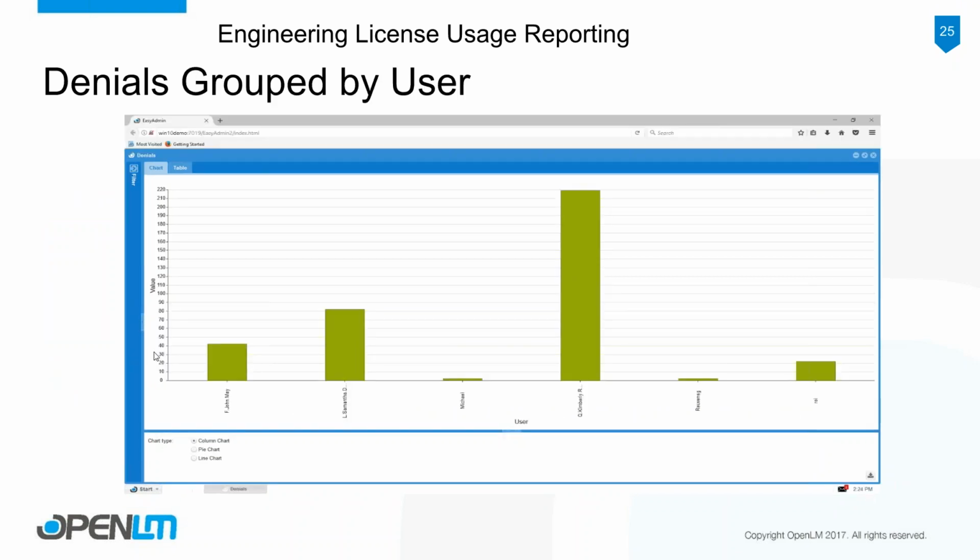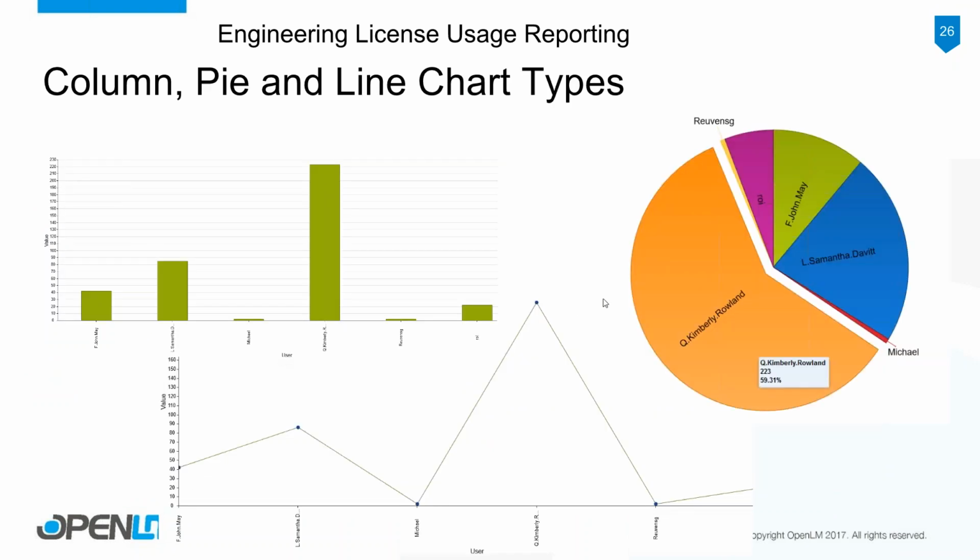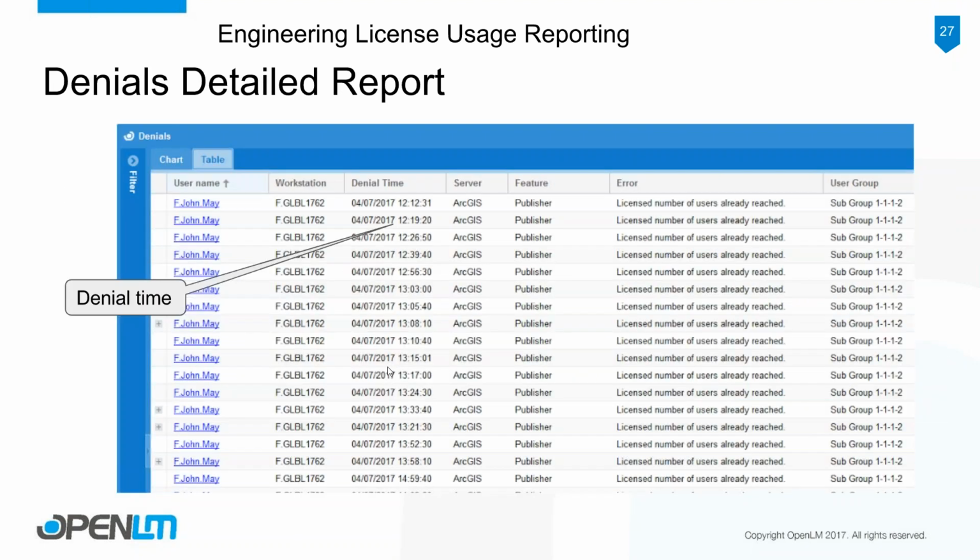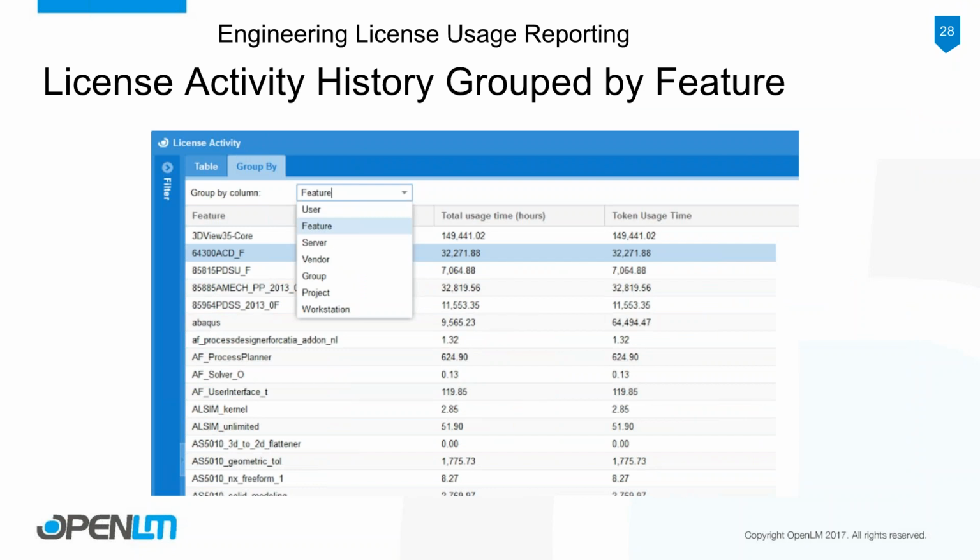Denials grouped by user. You can see the same thing, but it's per user. And you'll be able to see it in a bar chart, a pie chart, or maybe a line chart, whatever you choose. But as important as trends are, you'll still want to know the details from time to time. And here you can see one particular user trying every few minutes to pull a license while all are currently taken. But I think that's enough on denials reports for now.